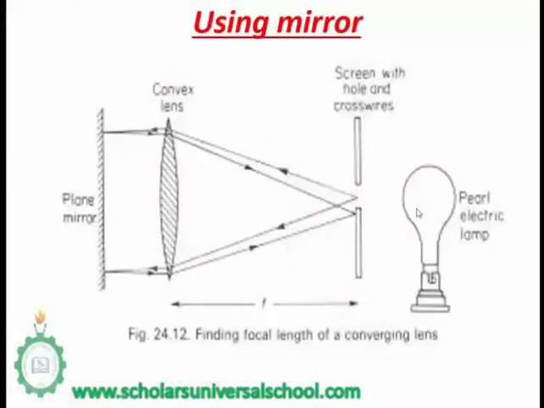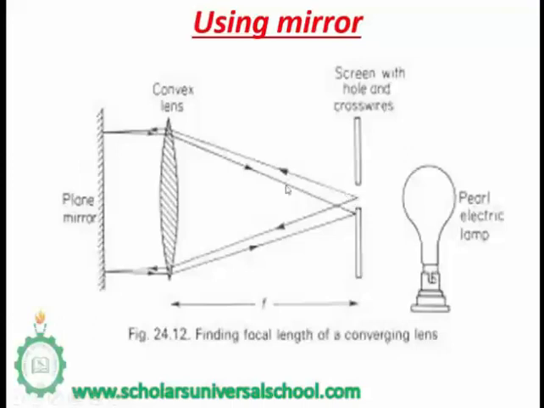You can also use a mirror to calculate the focal length of a converging lens. You can see from here, you have a plane mirror, you have your convex lens, and you have an electric lamp. This is the screen you are using. Now you place cross wires here. This is the point where you place the original cross wires, remember. You are trying to calculate the focal length, which is given by this distance.